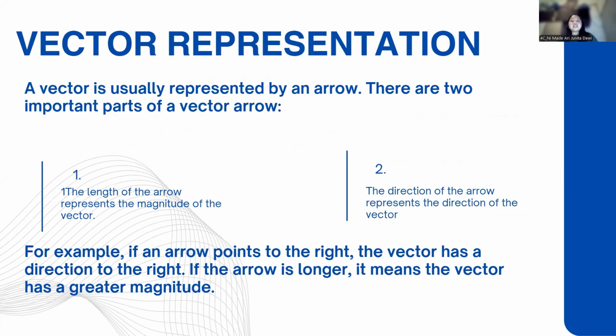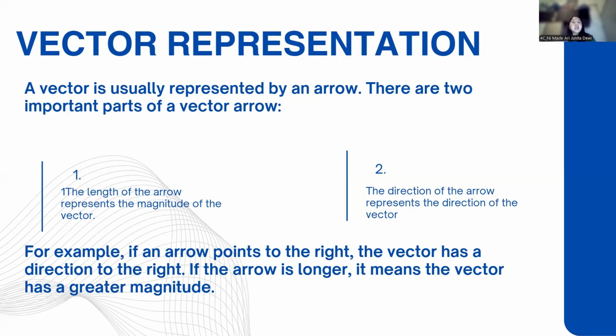Okay, now let's learn how to represent a vector. A vector is usually represented by an arrow. The arrow has two important parts. The first is the length of the arrow, which shows the magnitude of the vector. Second, the direction of the arrow shows the direction of the vector. If the arrow is longer, it means the vector has a greater magnitude. And if the arrow points to the right, it means the vector has a direction to the right. And if the arrow points upward, it means the vector has an upward direction.